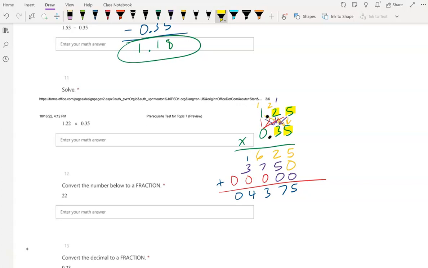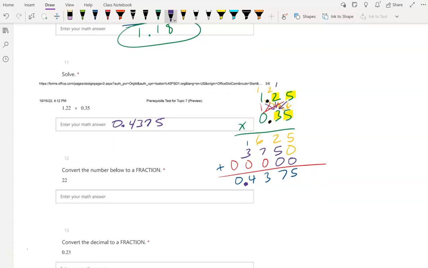So we have a total of 4 numbers after the decimal in our problem. That means we have to have that many digits after the decimal in our answer. So I'm going to go over and make sure that I've gone over 1, 2, 3, 4. I'm going to put my decimal right there. So 0.4375 is our final answer. There are 4 digits after the decimal point, just like there were 4 digits after the decimals in the problem. And we're done with that one.